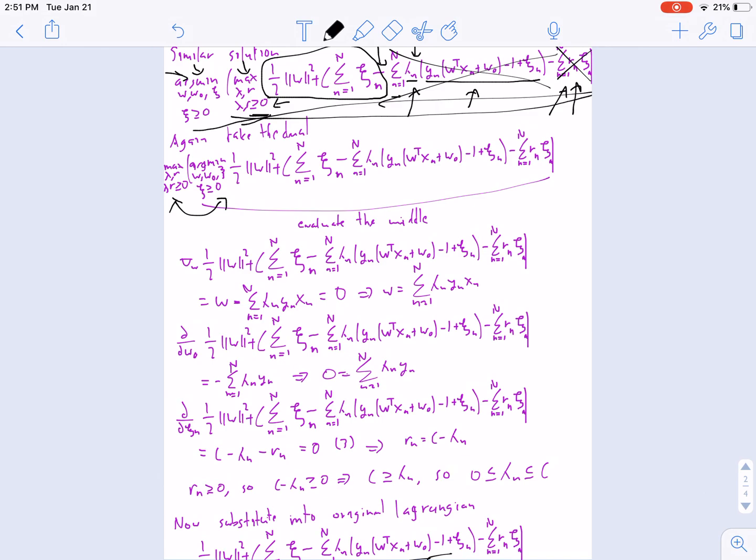So then we're going to follow the same steps as last time. First, we're going to evaluate the middle part. We're going to take the gradient with respect to w. And the first thing to realize is that most of these terms don't depend on w. So when we take the gradient, they're not going to contribute to it. So we'll just get rid of them.